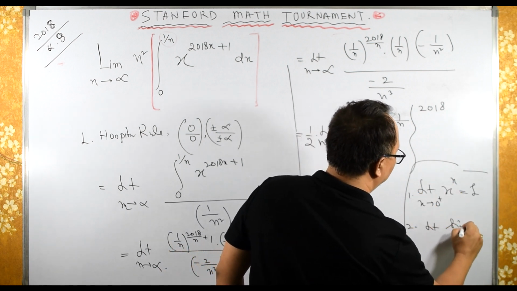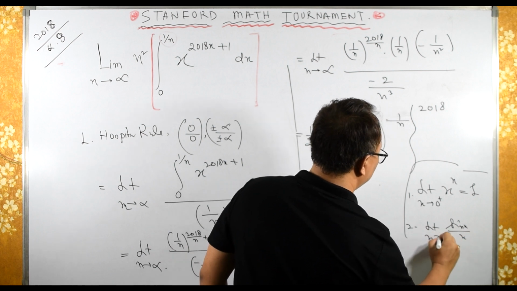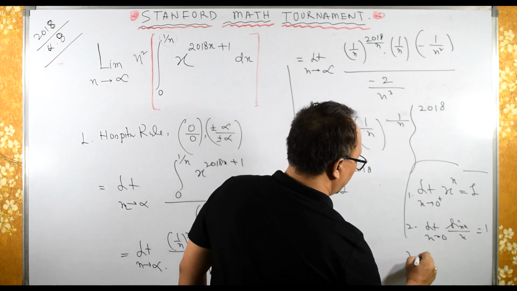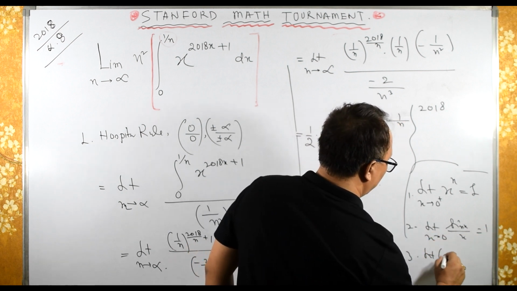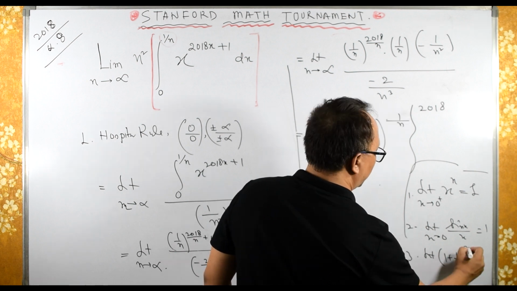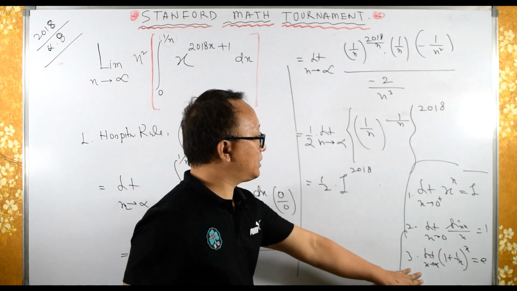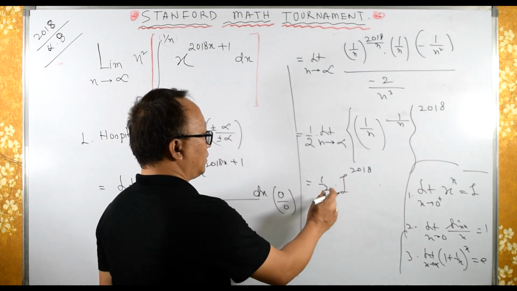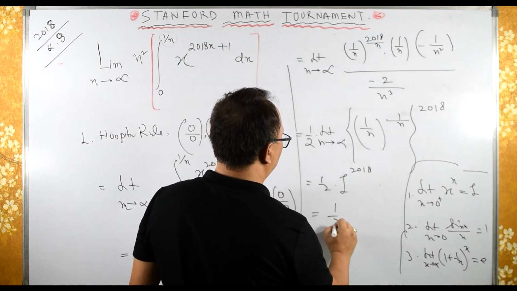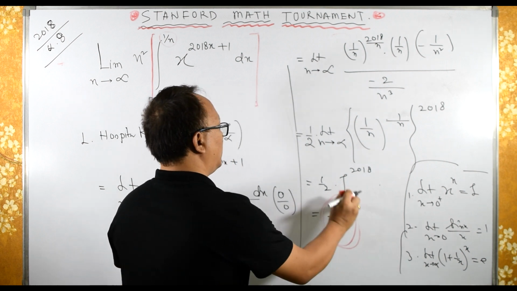These are standard limits you have to remember. Limit of sine of x upon x, where x tends to 0, is also 1, and limit of 1 plus 1 by x, raised to x, equals e when x tends to infinity. These are some standard limits you have to remember. So 1 to the power of anything is 1, and the answer is the same as half. This is the required answer.